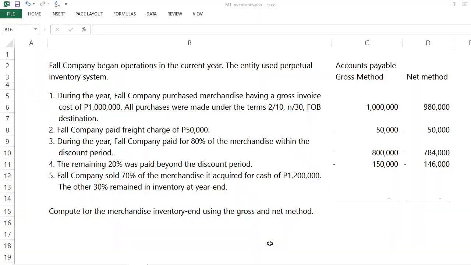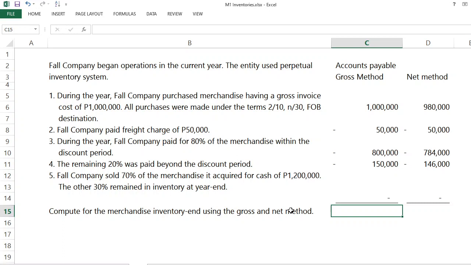Ayan. So, okay na ba? Wala pa nag-answer. Merchandise inventory under gross method. Tapos, under net method. Inventory end. Sige. Wala may nag-answer. Ako na lang. Sige, sabay-sabay na lang ta.